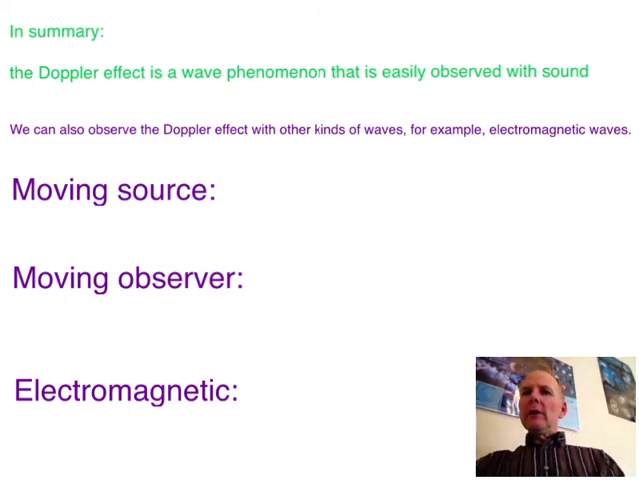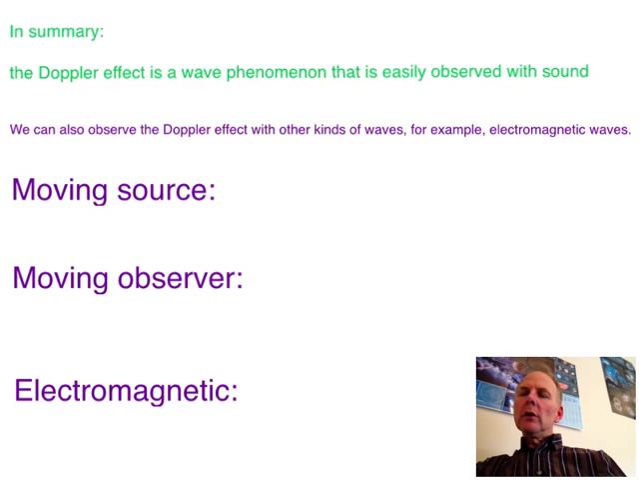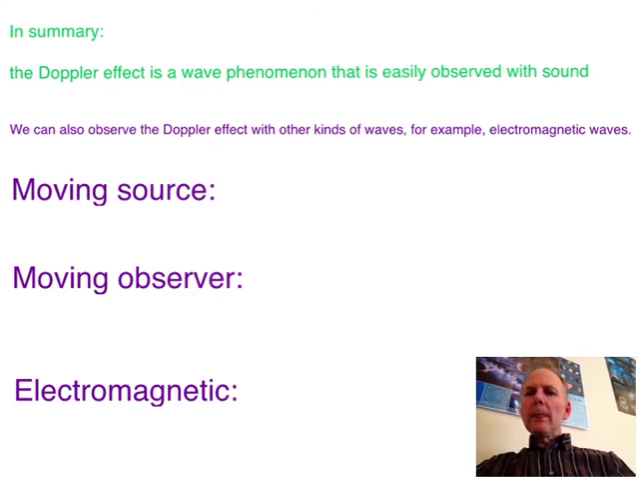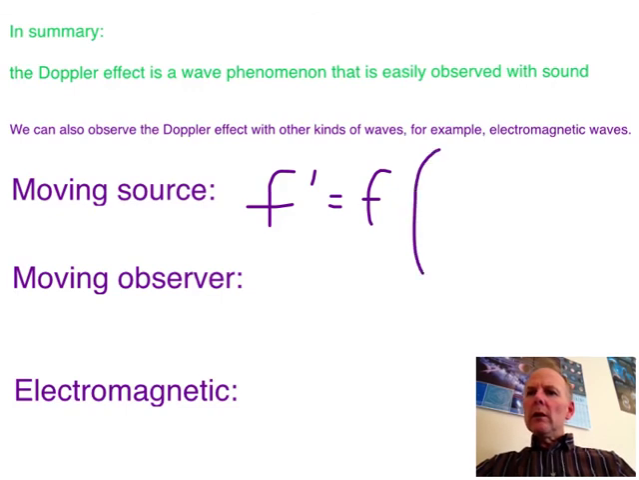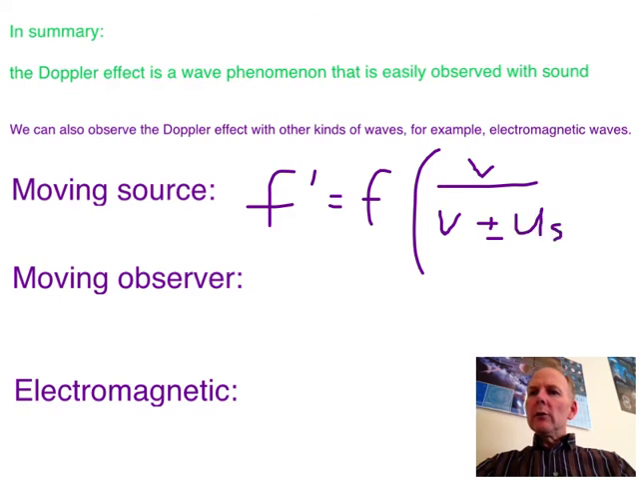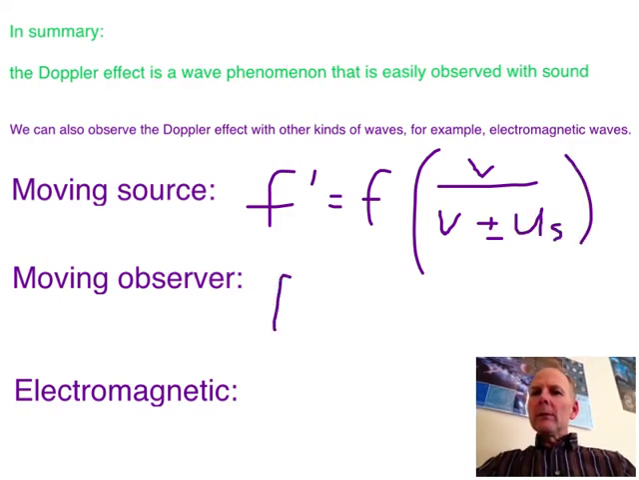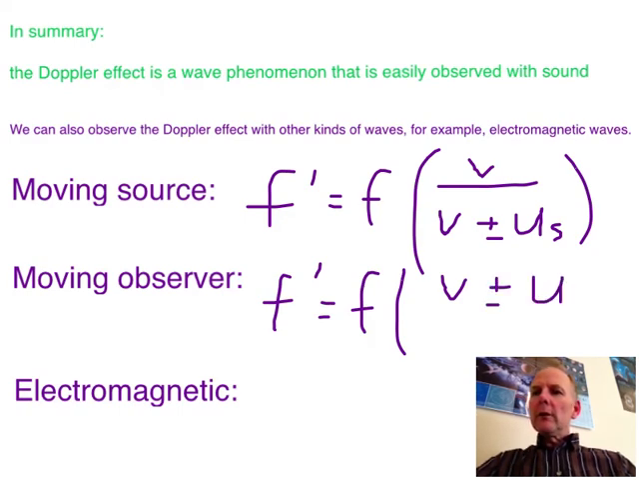So in summary, the Doppler effect is a wave phenomenon that's easily observed with sound. We hear it on a regular basis. We can also observe the Doppler effect with other kinds of waves, for example electromagnetic waves. There are 3 important equations. For the moving source, we have f prime, the observed frequency, equals frequency multiplied by the speed of the wave divided by the speed of the wave plus or minus the speed of the source. For the moving observer, we have the apparent frequency equals the actual frequency multiplied by the speed of the wave plus or minus the speed of the observer divided by the speed of the wave.